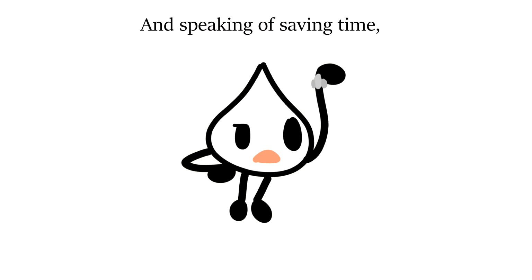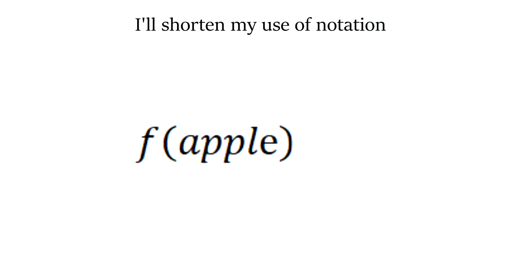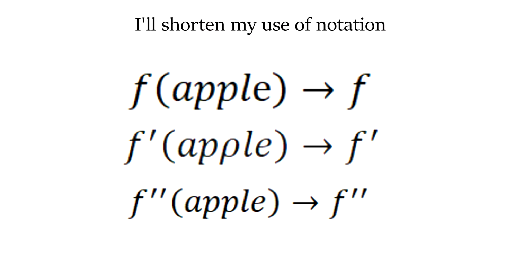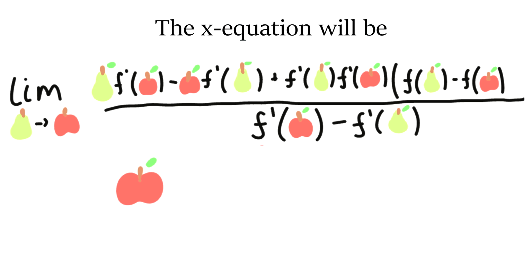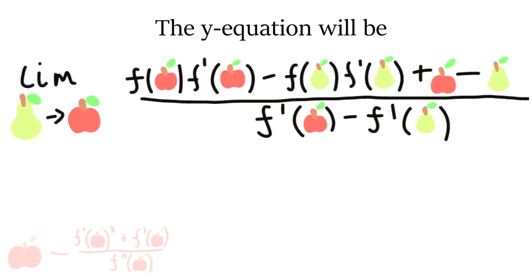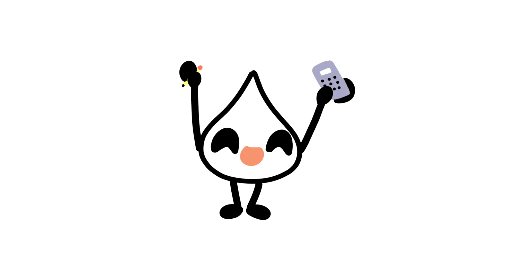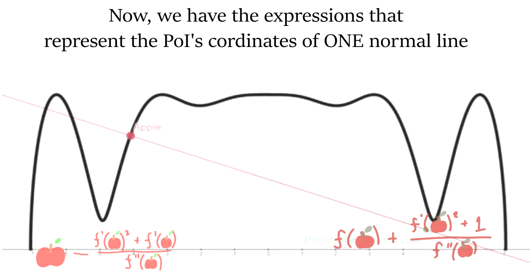And speaking of saving time, I will also shorten my use of notation, where every f of apple is just going to be called f, and f prime apple is f prime, and so on. Pretending we did solve for the limit, the x equation is apple minus f prime cubed plus f prime all over f prime prime. And our y equation is f plus f prime squared plus 1 all over f prime prime. Brilliant! Now we have these two equations that represent the POI of one normal line for a value x equals apple.